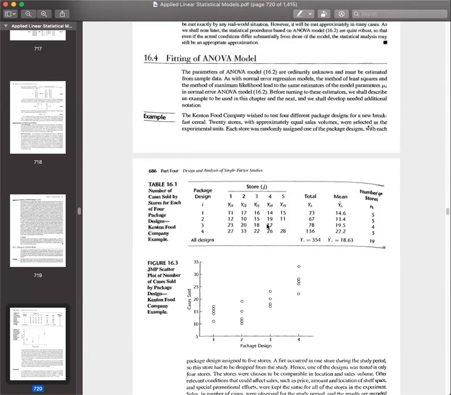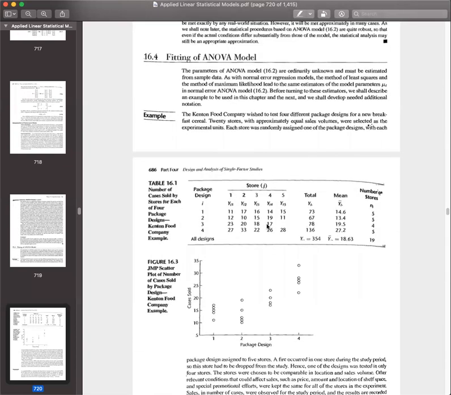The fitting of the ANOVA model. The parameters of an ANOVA model are ordinarily unknown and must be estimated from sample data, as with normal error regression models. The method of least squares and the method of maximum likelihood lead to the same estimators of the model parameters μi in the normal error ANOVA model. The notation.